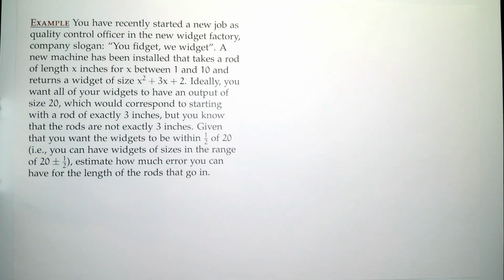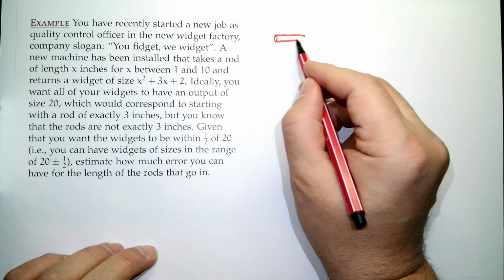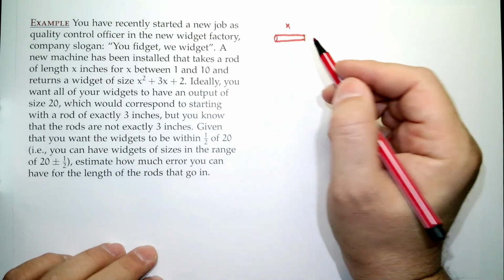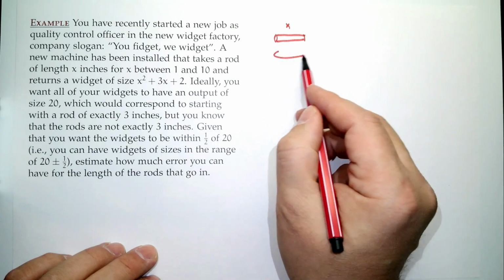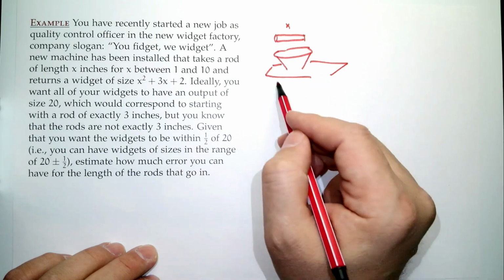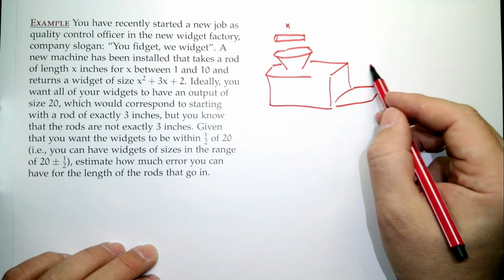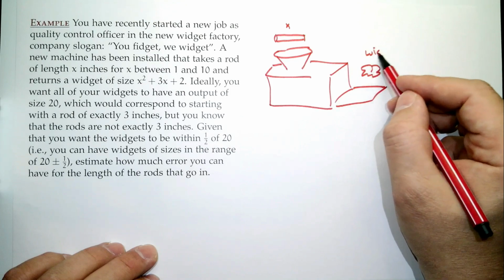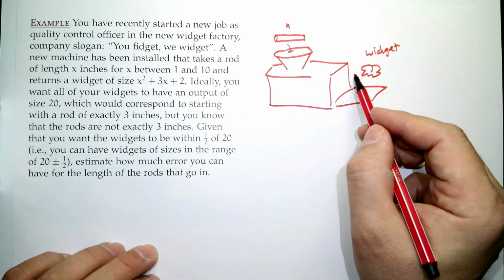Now, a new machine has been installed that takes a rod of length x inches. So here's our rod, and there's x inches here. And it returns a widget. So we have this machine here. We don't know what it does, but out of the machine comes our fancy widget, whatever that is. So the rod goes in, the widget comes out.